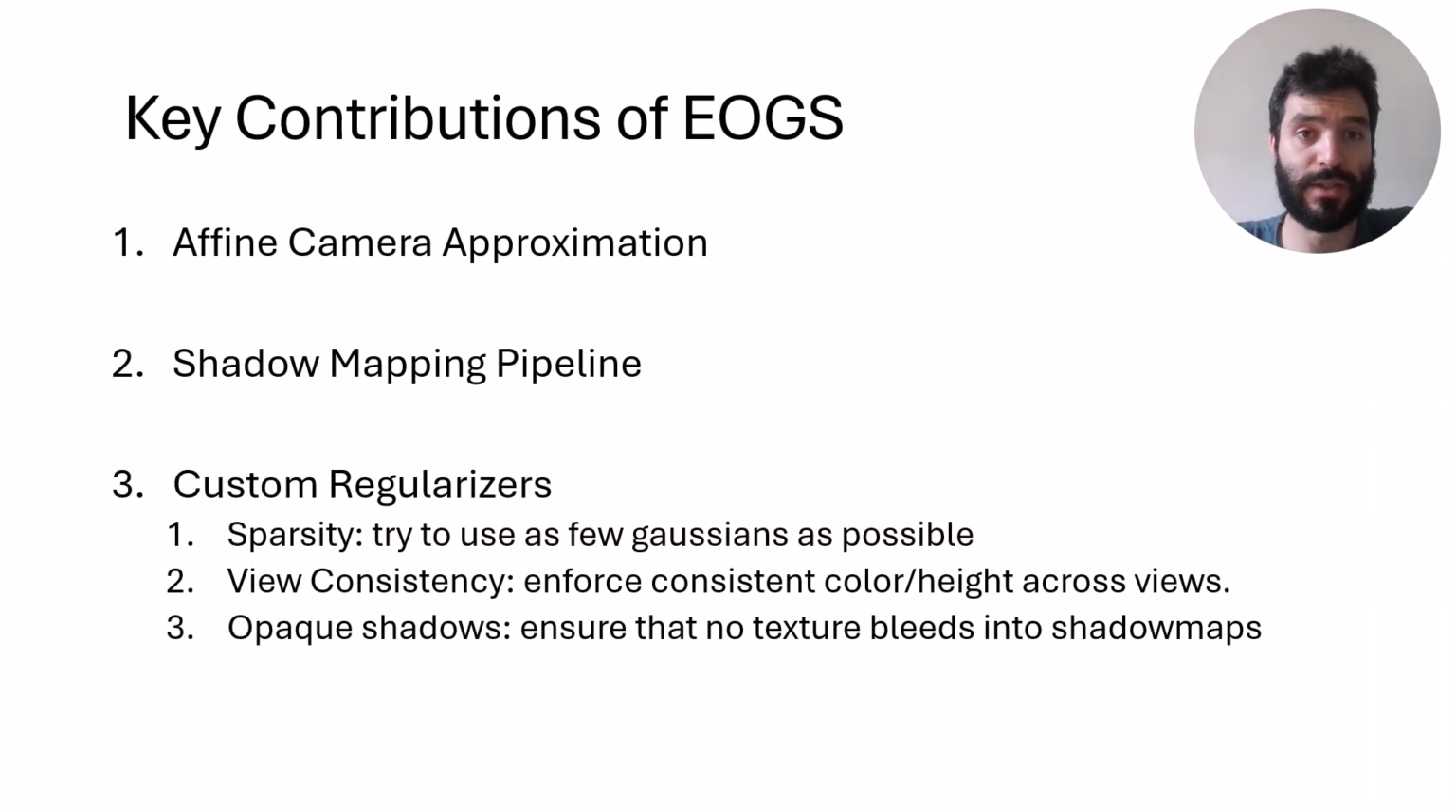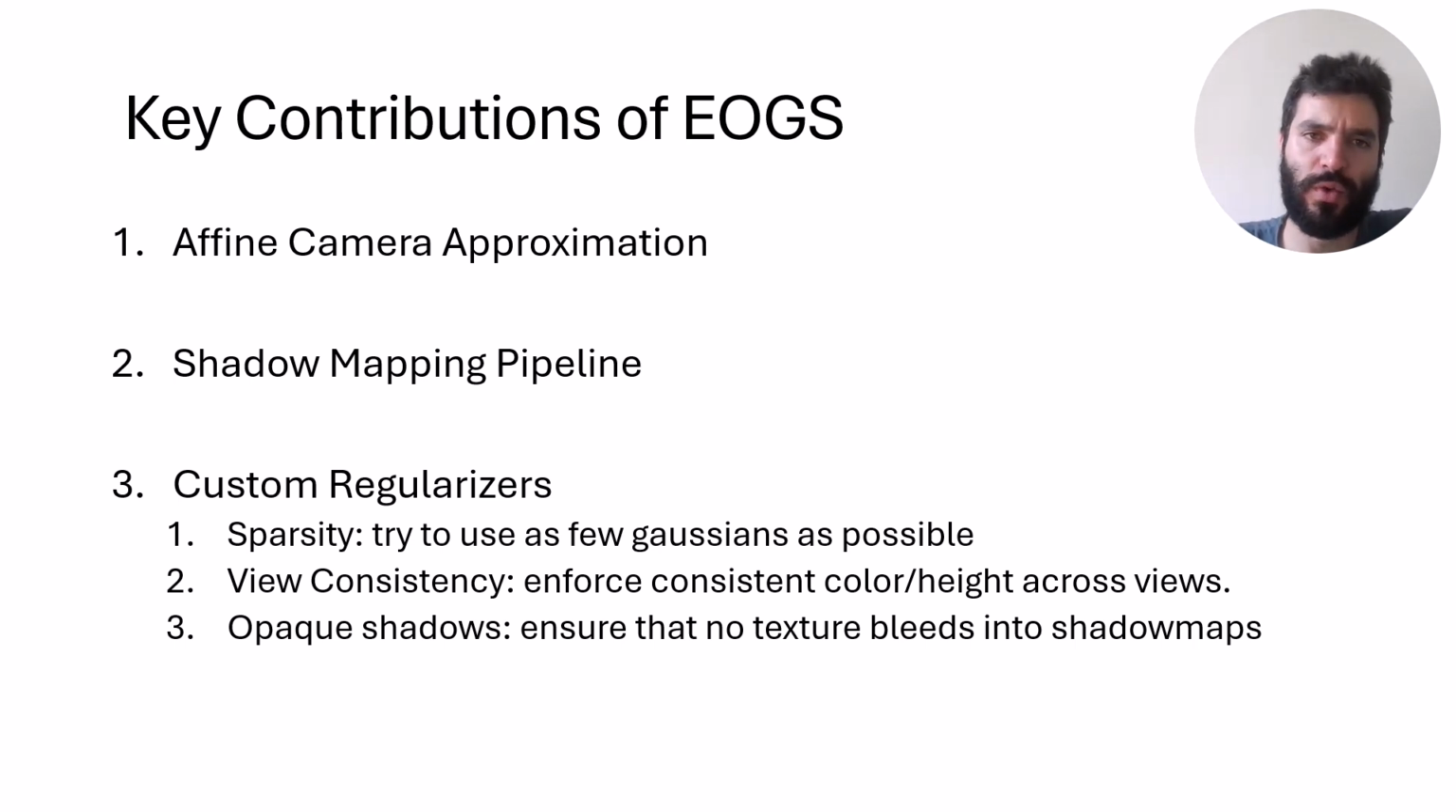EOGS tailors Gaussian splatting for satellite images with three tweaks. Starting with an affine camera approximation. Satellites use push-broom sensors. EOGS, instead, fits a simple affine transform, achieving sub-pixel alignment.